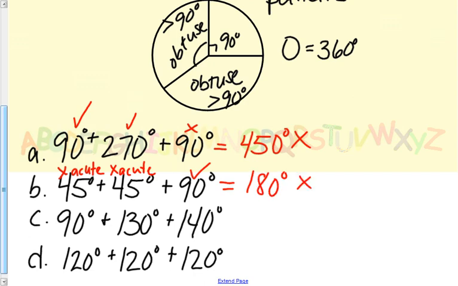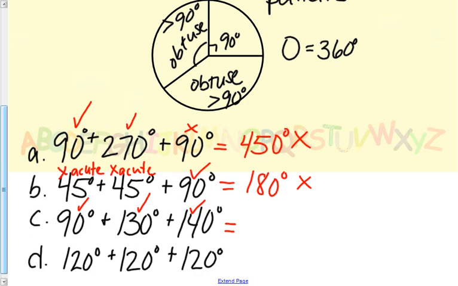Let's look at letter C. 90 degrees plus 130 plus 140 degrees. So 90, check. We think we have a right angle here. Now 130, yes, that is obtuse and it's greater than 90, so I'm going to check that. 140, let's see, it's greater than 90, so it's obtuse, so far we look pretty good. And let's just make sure it equals 360 degrees.